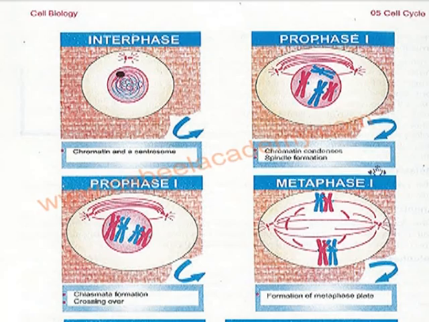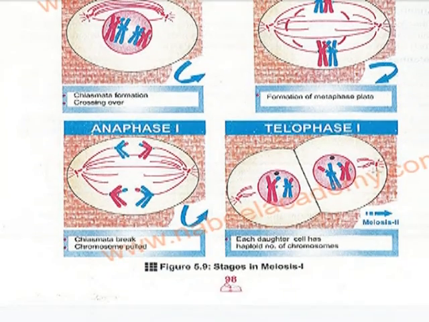Now anaphase and telophase. These are the steps of meiosis 1. Please keep in your mind it is similar to that of mitosis, other than chiasmata formation and the crossing over. Other than the crossing over, all the steps are the same.